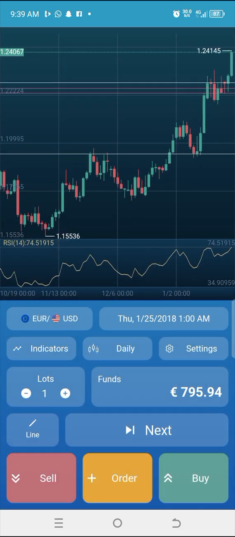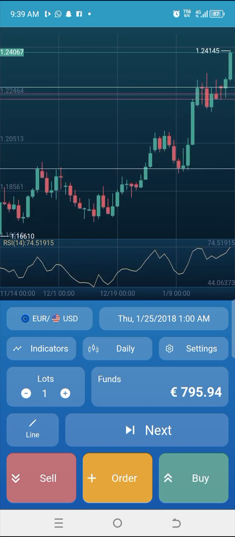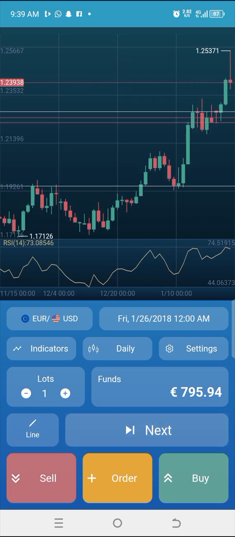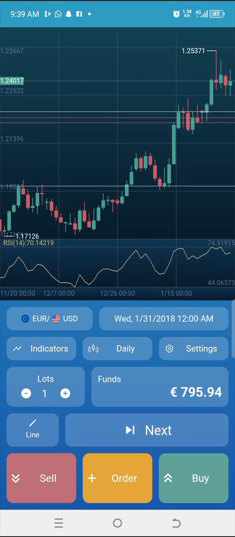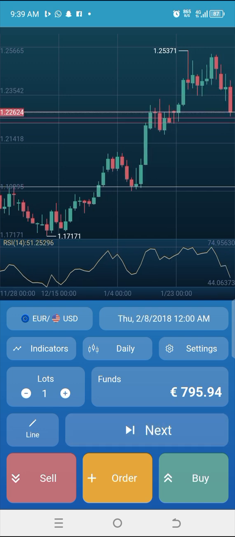The price went out of our area of interest, as you can see. Sorry, our area of trade, and we will wait for it to form a new area of trade. So the most important goal is not to give up in Forex, right?